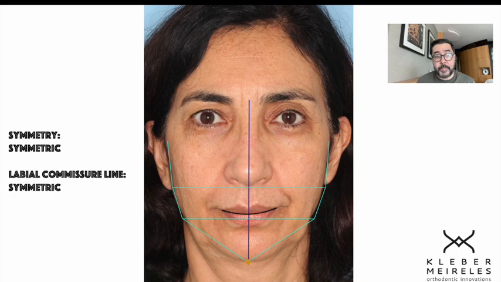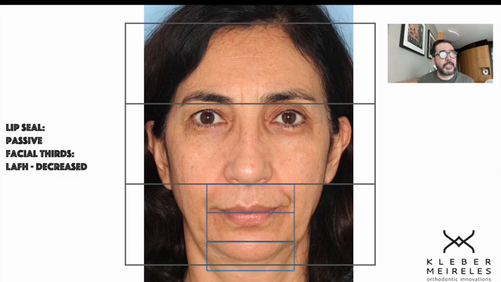In her case, we have a symmetric face, a symmetric commissure line, and decreased lower anterior face height. This is one problem that I usually address, telling my patients the options. Option one, in her case, is surgery: a surgery for increasing the lower anterior face height by surgically displacing her mandible forward, and also vertically displacing the maxilla in a certain way so we can have a better display of the gingival margin during smile.